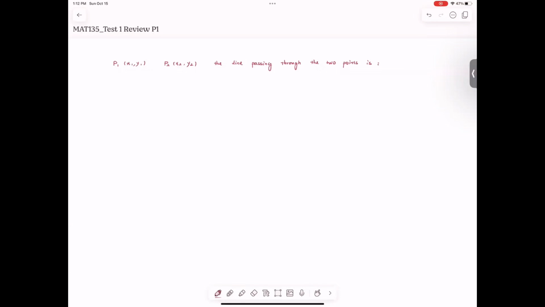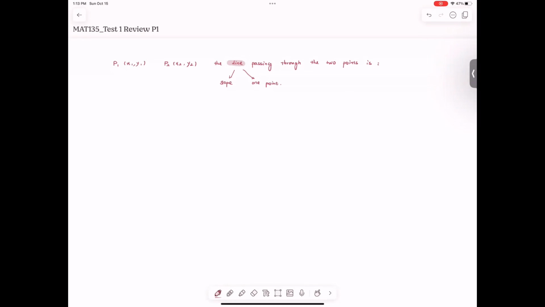Anyone? That's the slope, you're correct. But what is the line though? First of all, we need to know the slope, that's correct. So you should know when they ask for a line, a straight line, you should know 2 things. One is the slope of the line, and you should know at least 1 point.